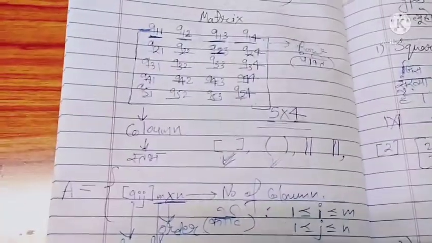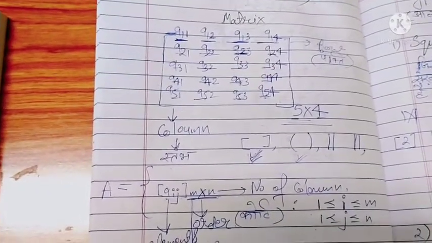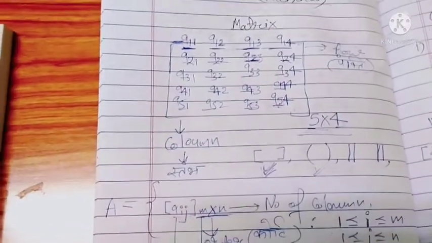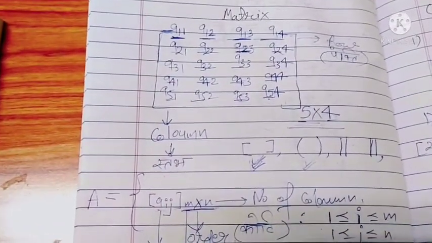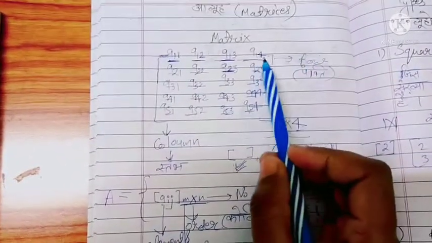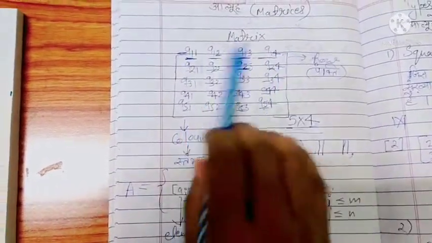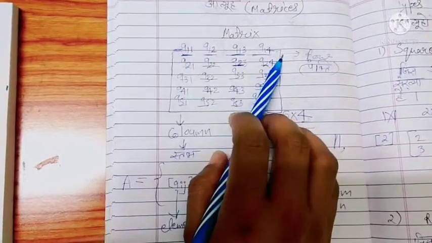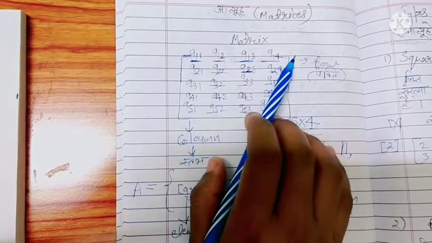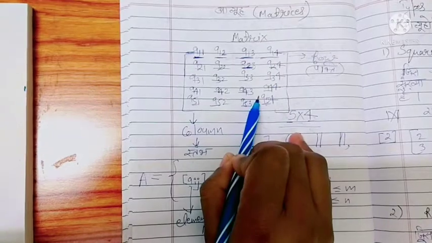Similarly, we can make more matrices of different orders. We can see different orders of matrices like 2 cross 3, 3 cross 4, 5 cross 4, 4 cross 4, 3 cross 3. The matrices in which the number of rows and number of columns are not equal are called rectangular matrices. Like this is a rectangular matrix. The elements of the matrix are represented as A11, A12, A13, A14, A43. It means the element of the 4th row and 3rd column.